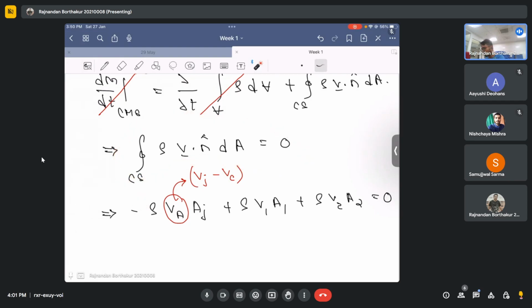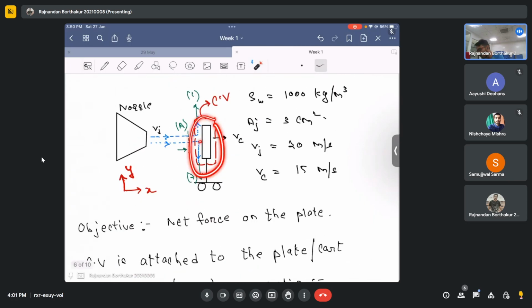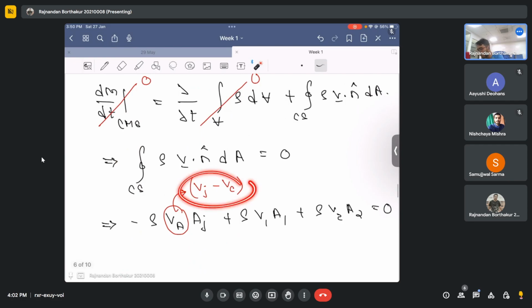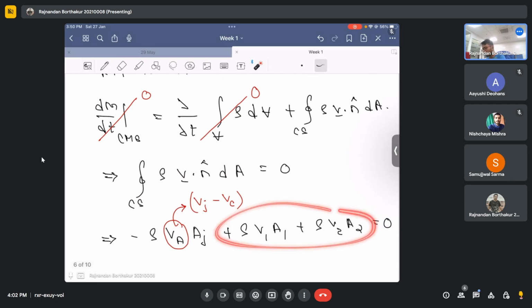Before proceeding, I would again stop here for some time. If you have any doubts, you can ask me. Again, I would repeat why this VA becomes equal to Vj minus Vc: since this control volume itself is moving forward with the cart, the velocity of water at cross section A for this control volume would just be Vj minus Vc. Okay, and these terms are obvious.